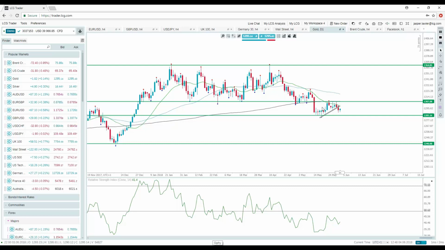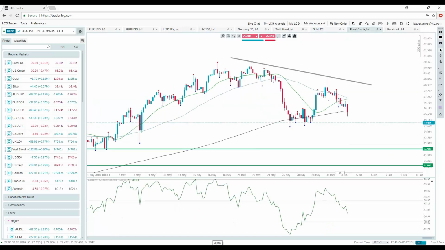So basically watching for the market to hold under 1300 around that rising trend line for this continuation lower. And then if and when we do get the break of 1285, this low through here, that's when we can really get a bit more confident about the weakness coming into the gold market.